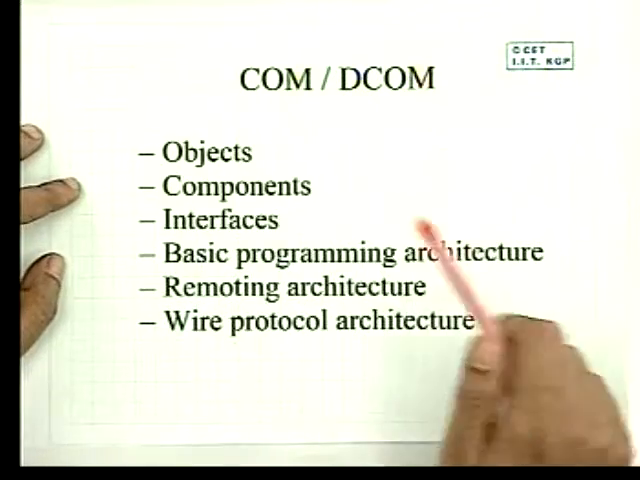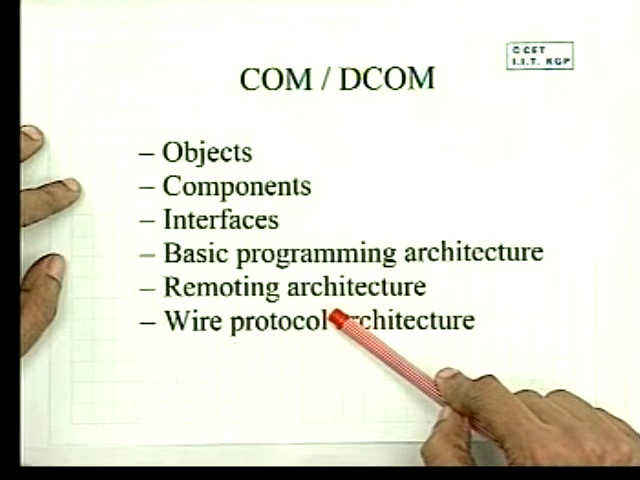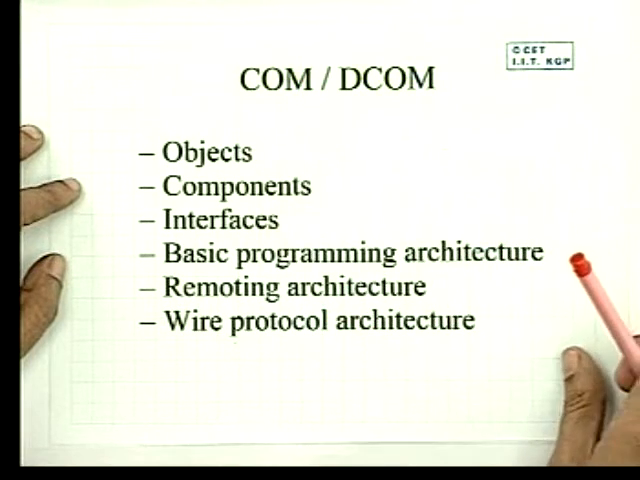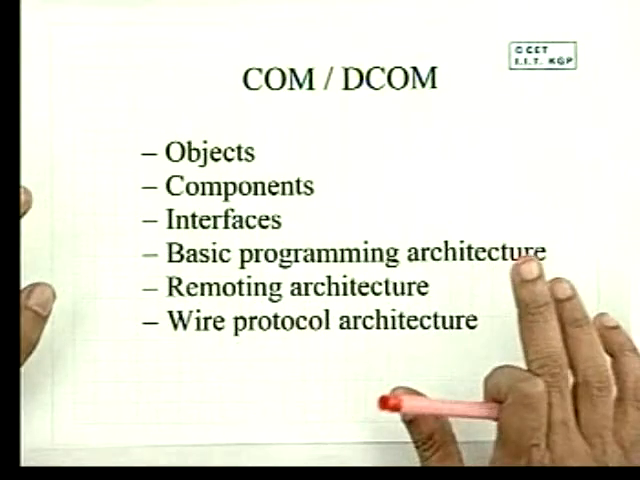Followed by this, we will discuss the Microsoft concept of COM and distributed COM, where the objects, components, interfaces, and basic programming architecture will be discussed. Remote architecture and wire protocol architecture will be used. So with this course, you will have a basic idea of object-oriented design and how, even in a distributed environment, the objects can be used and how they can be combined together to create a complex object-oriented system.